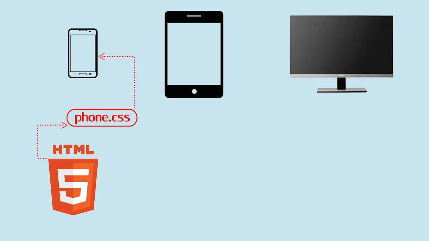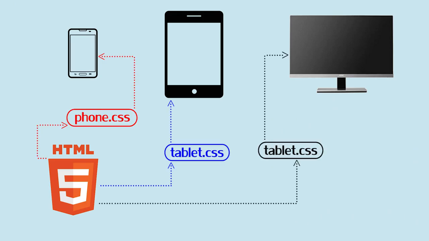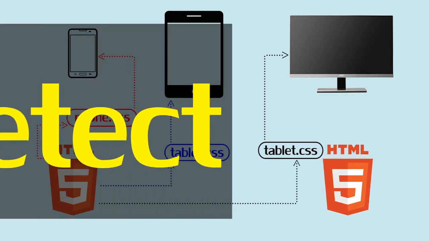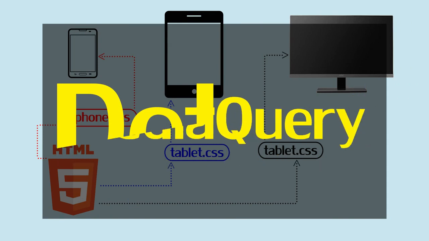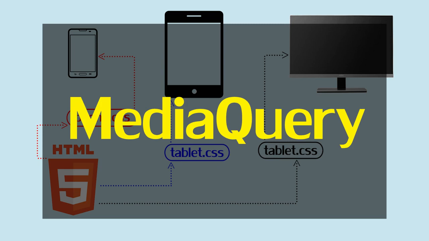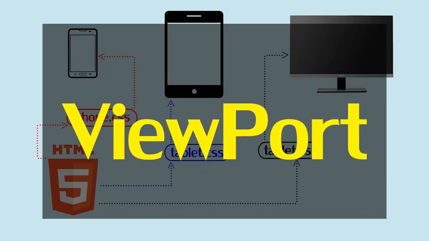Therefore, the essence of a responsive web page is applying different CSS to the same HTML code based on a different browser size. The challenge we have is how to detect a browser size. The solution is Media Query. But before learning anything about Media Query, we should first learn a new meta tag, the Viewport meta.